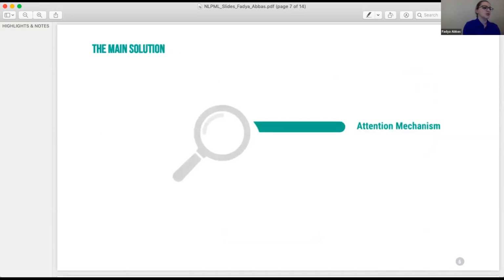The main solution is by using the attention mechanism. What the attention mechanism does is get the most correlated and most important data and ignore the others. Therefore, it can improve the training limitation problem and leverage the model into more efficient data.